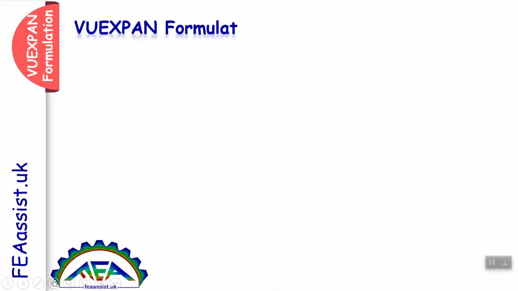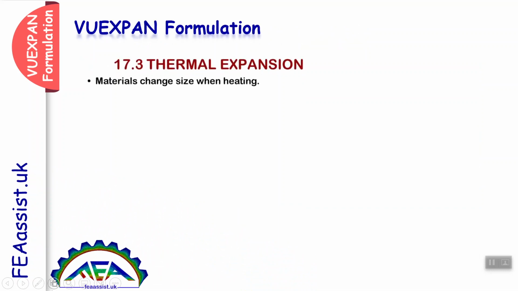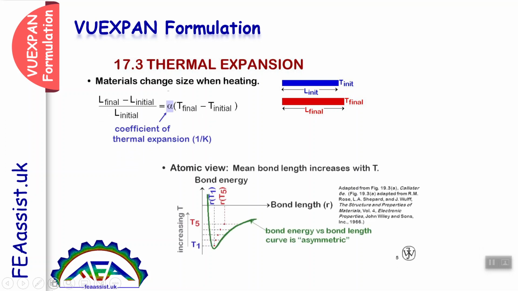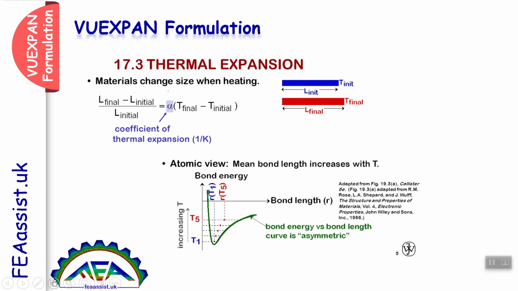VUexpand formulation. The materials change size when heating. In other words, if you increase the temperature of a sample, the length of the sample in all directions will increase. How much? It depends on the thermal expansion coefficient. Why? If you have a look in atomic view, we will find that the distance of atoms increases in heating, and this is the reason for thermal expansion.